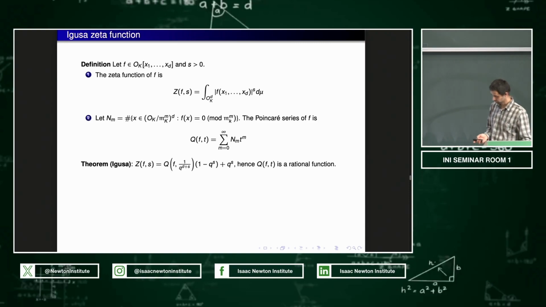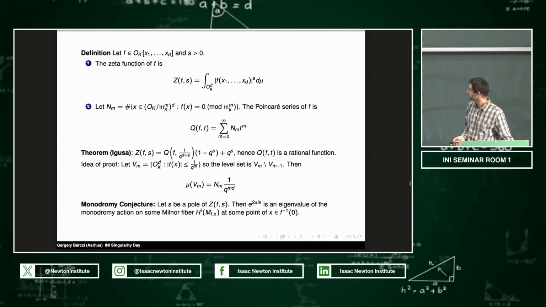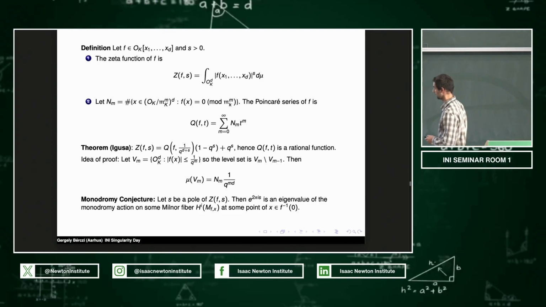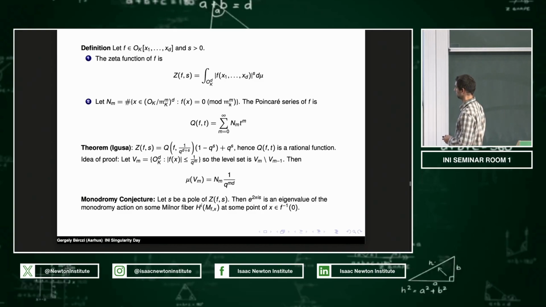The proof is really simple in the sense that the idea is that you again define these level sets V_m. So those are the level sets for this integral: those elements x in O_K^d where the norm is less than or equal to 1 over q to the m. And there's a direct connection between N_m and this V_m due to the additivity of the measure.